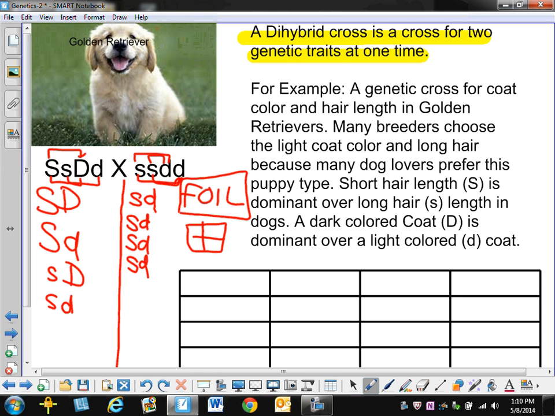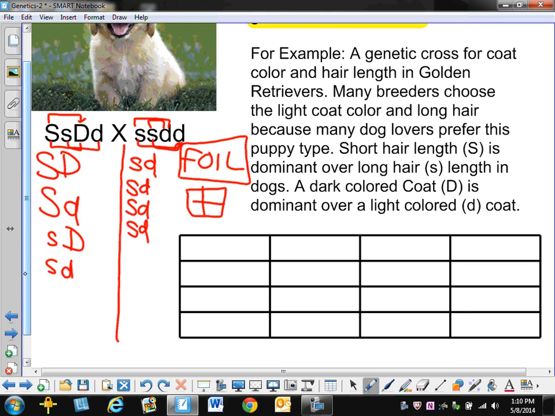So it doesn't matter top or bottom where we put these. So we've got big S, big D. Big S, little d. Little s, big D. Little s, little d. These go across the top, and they're all the same: little s, little d, little s, little d, little s, little d, again because it's homozygous. Now we do the same thing we do on a Punnett square. The only hard part is figuring out what the traits are.